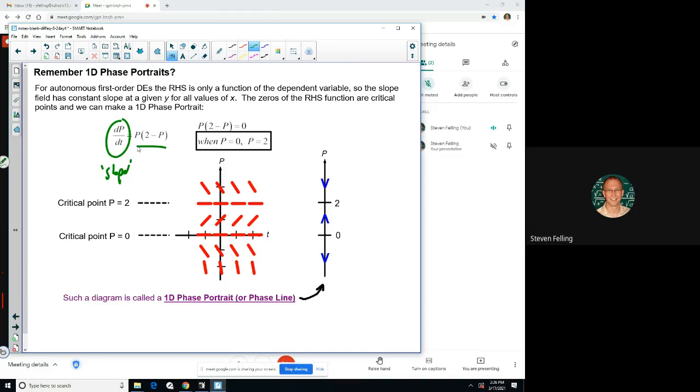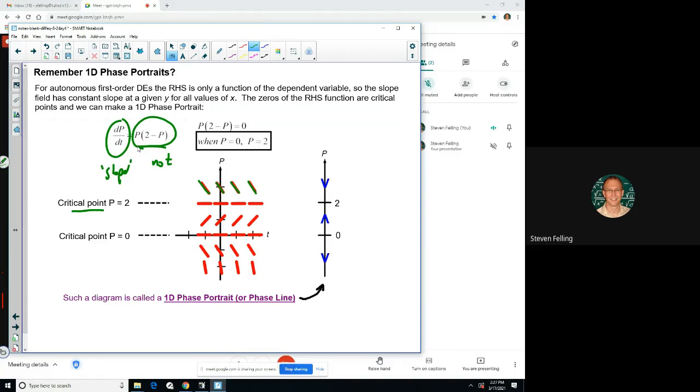And because there's no t on this side of the equation, whatever slope you get, it's the same for all the different independent variables, all the different t's. So the slope field would be the same, consistent as you move from left to right. And then we said that you could solve for which values of the dependent variable, in this case p, make the right-hand side 0, and those are called the critical points. Like this particular one is 0 when p is 0 and p is 2.